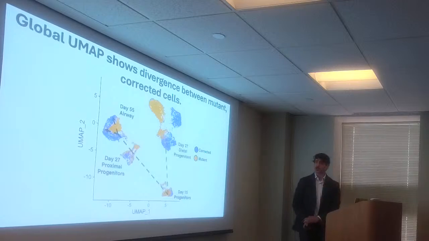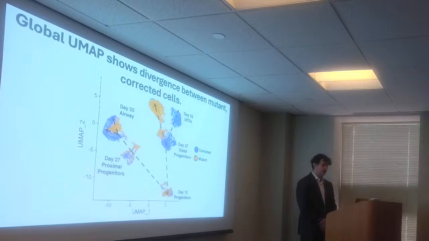Then when looking at our distal progenitors, we already at day 27 start to see strong transcriptomic differences. And then at day 55, we see them fully diverge from each other, really showing us very strong transcriptomic differences between mutant and corrected cells. So this really tells us two things here. It tells us that the effects of these mutations increase across developmental time. It also tells us that impacts of NKX2-1 mutations are much stronger in distal lung development compared to airway development.